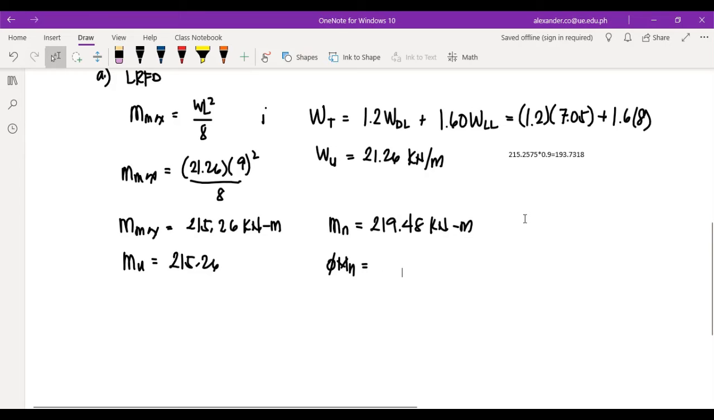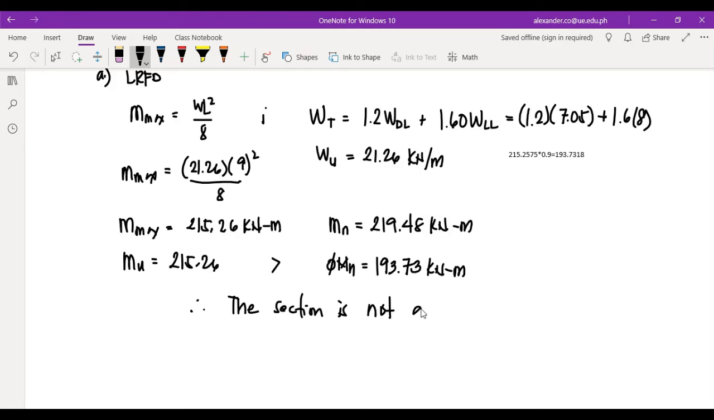Bagsak, no? Well, ganun talaga eh. Bagsak. Sana dito lang, hindi sa grades nyo, no? So, 193.73 kilonewton meter. So, the section is not adequate due to flexure. Sad, no? Is not adequate for flexure. Okay? So, fail.